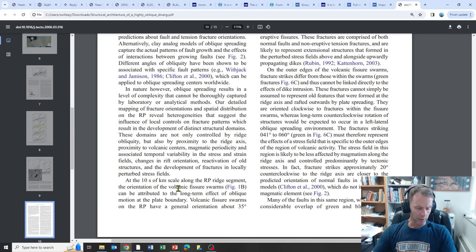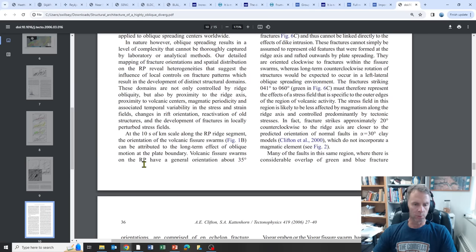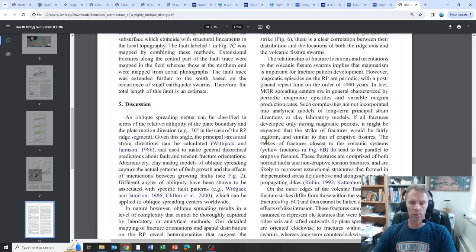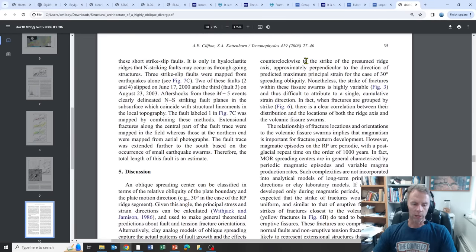on the Reykjanes Peninsula. Volcanic fissure swarms on the peninsula have an orientation about 35 degrees counterclockwise to the strike of the presumed ridge axis. So that's kind of interesting. It doesn't even actually parallel it directly. It's a little bit off of it. Nonetheless, the strike of fractures, that's the direction that they go. That's what strike means. The fractures within these fissure swarms is highly variable and thus difficult to attribute to a single cumulative strain direction. So it's pretty complicated, all these different fractures in all these different directions.